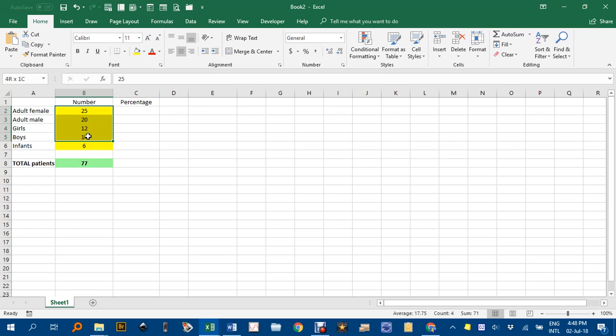I've used yellow to indicate cells where I intend the user just to type in a number, and I've used green to indicate that I've got a formula. And you can see the formula in the formula bar there.